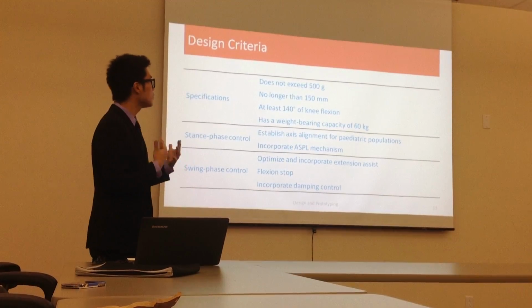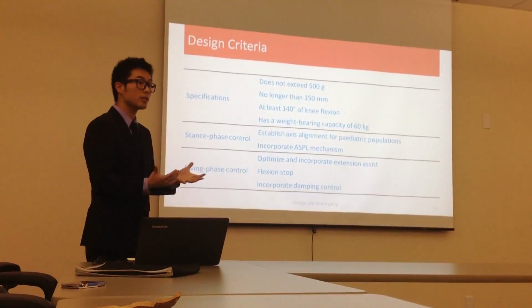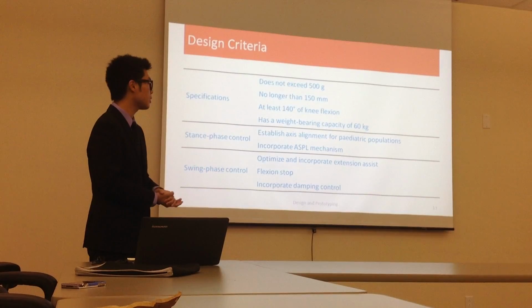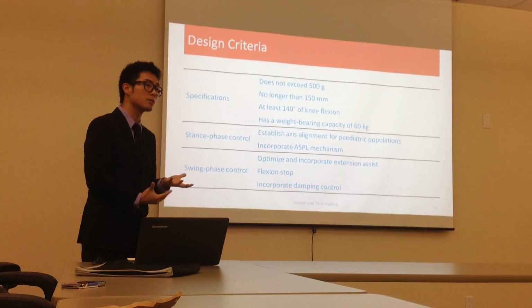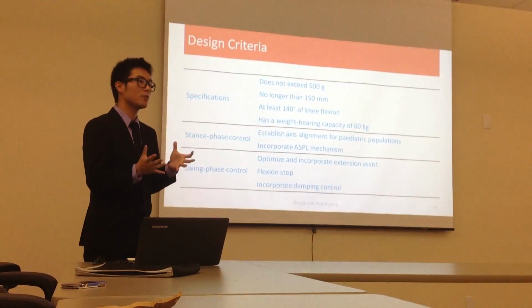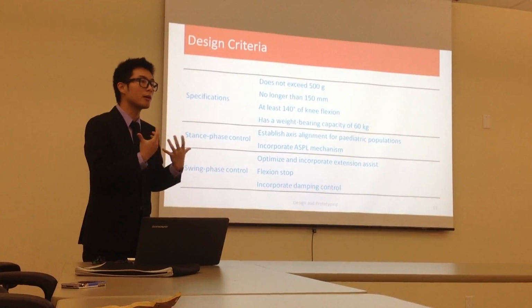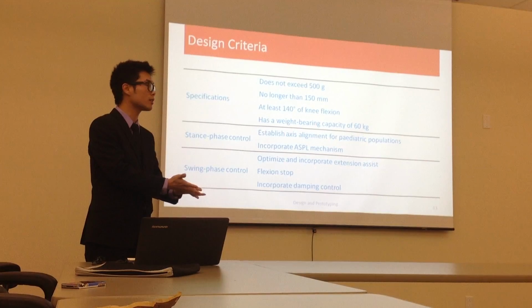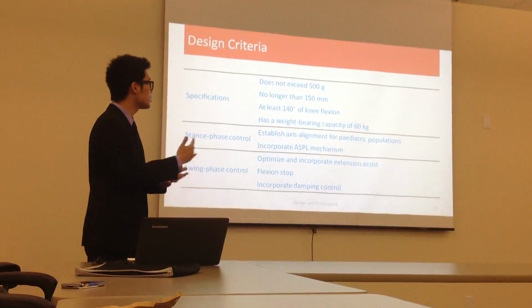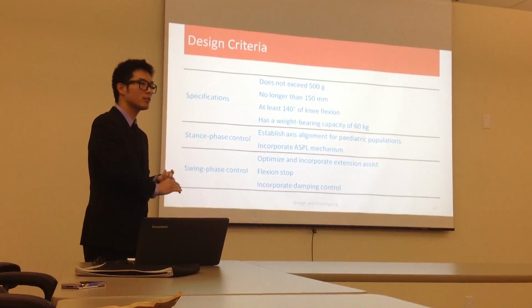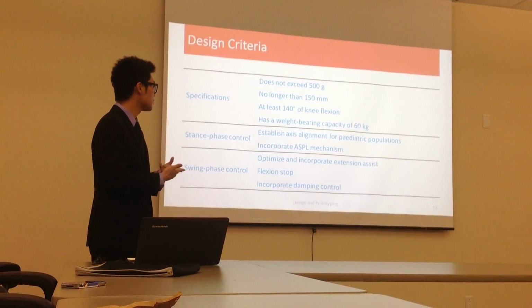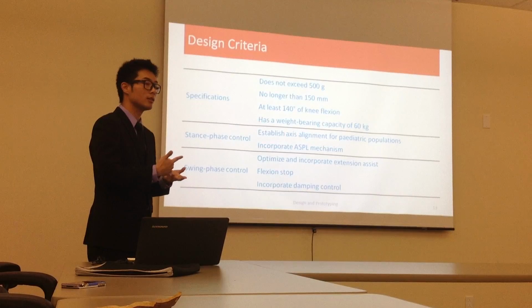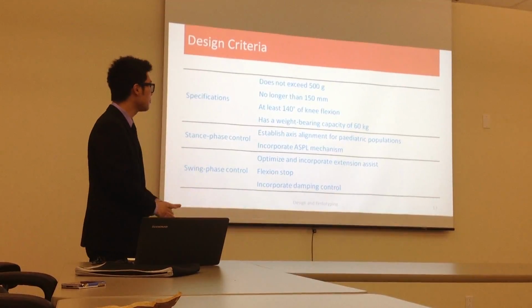Now that we have proven the technology is applicable for the population, we proceed to optimize it, to make it smaller and lighter, so that the numbers will be comparable to the commercially available products, which have the same criteria: a 60 kilogram weight capacity, and the ability to incorporate the extension assist and damping control. So we'll compare it to that as well.